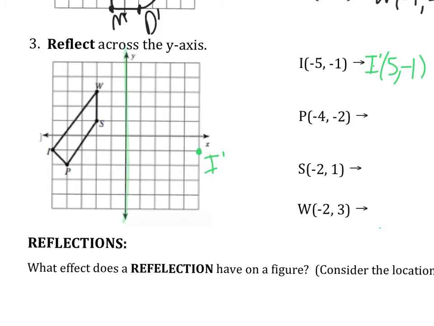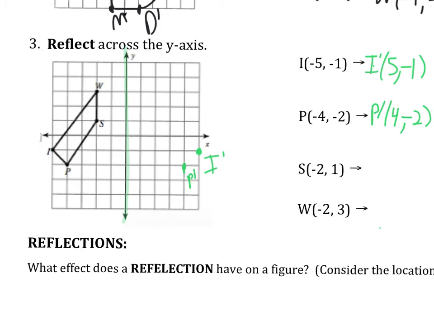Let's go to P. P is 1, 2, 3, 4 to the left, so 1, 2, 3, 4 to the right. There's P prime. So P prime is at 4, -2. I think you can see kind of how this is going to play out.